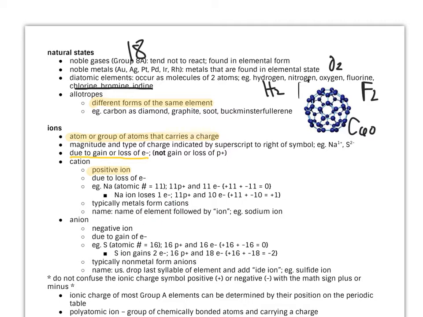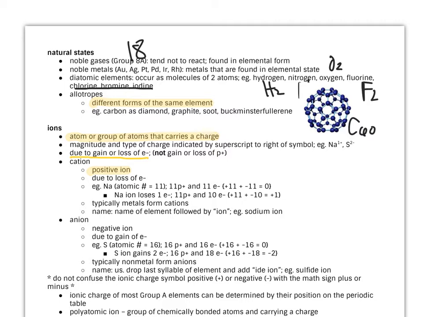These cations are typically formed by metals. So when we identified our groups on the periodic table, we know where the metals are, and those will typically form the cations. Like I have done already, the name of the ion is just the name of the element followed by the word ion. So I said a sodium ion. So that's for a cation, a positive ion.